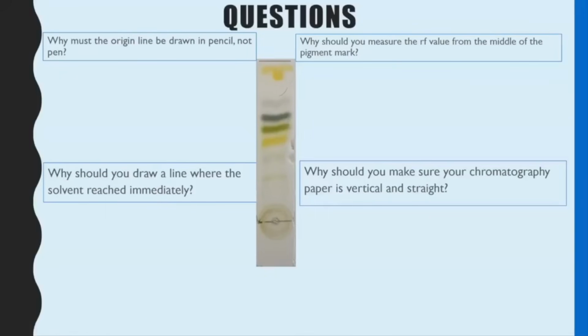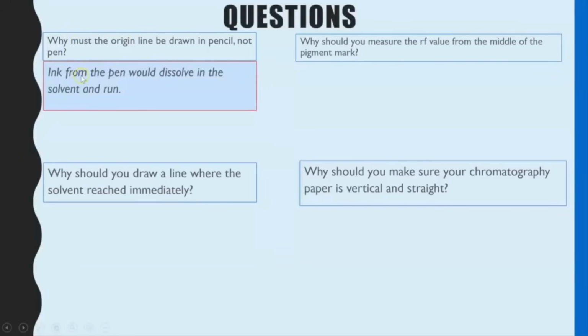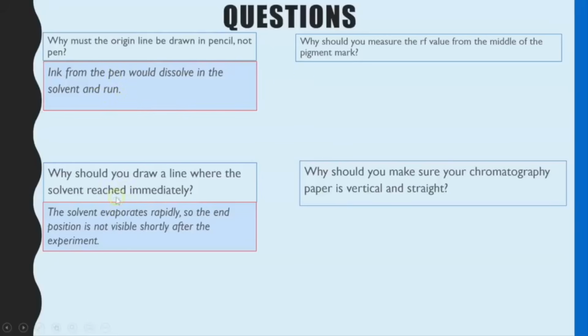So pause the video if you want, have a go at answering those questions. If not, I'm going to go straight on to the answers now. So the first one, it has to be pencil marks that you're making on your chromatography paper or TLC paper, because pens contain ink and ink is pigment. So that ink would also dissolve in the solvent and it would run up your chromatography paper and interfere with your chromatogram.